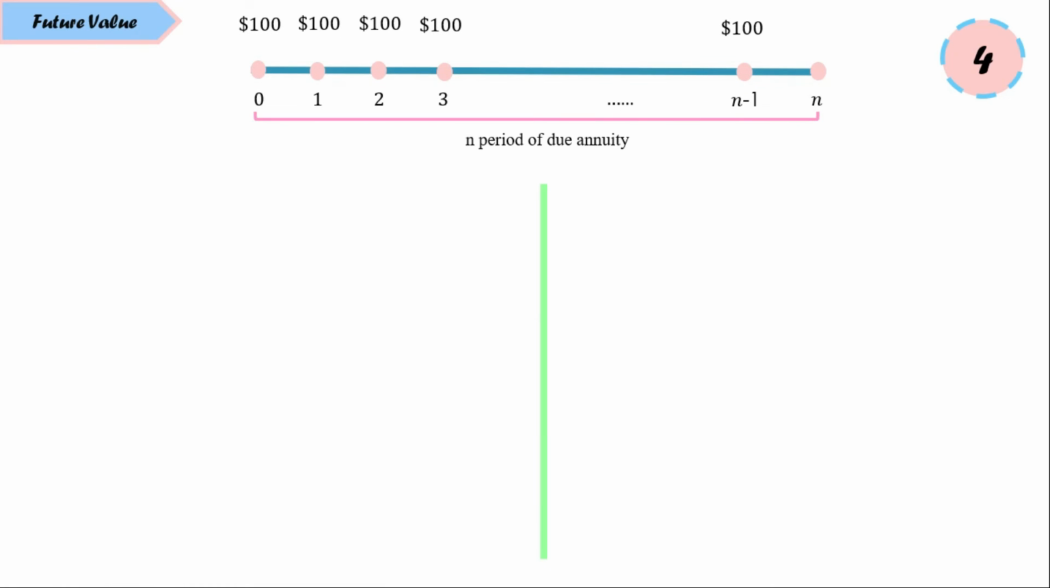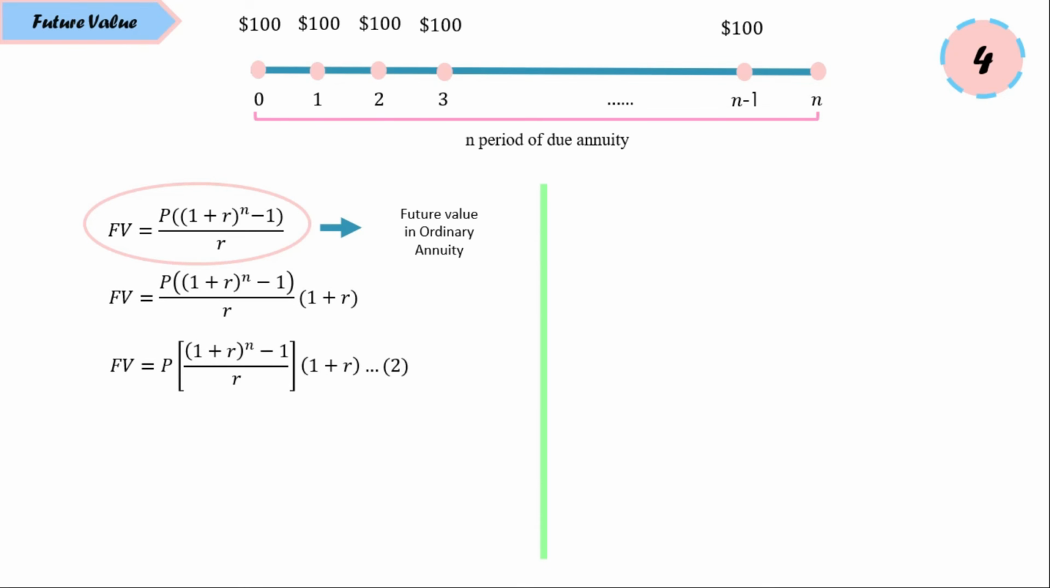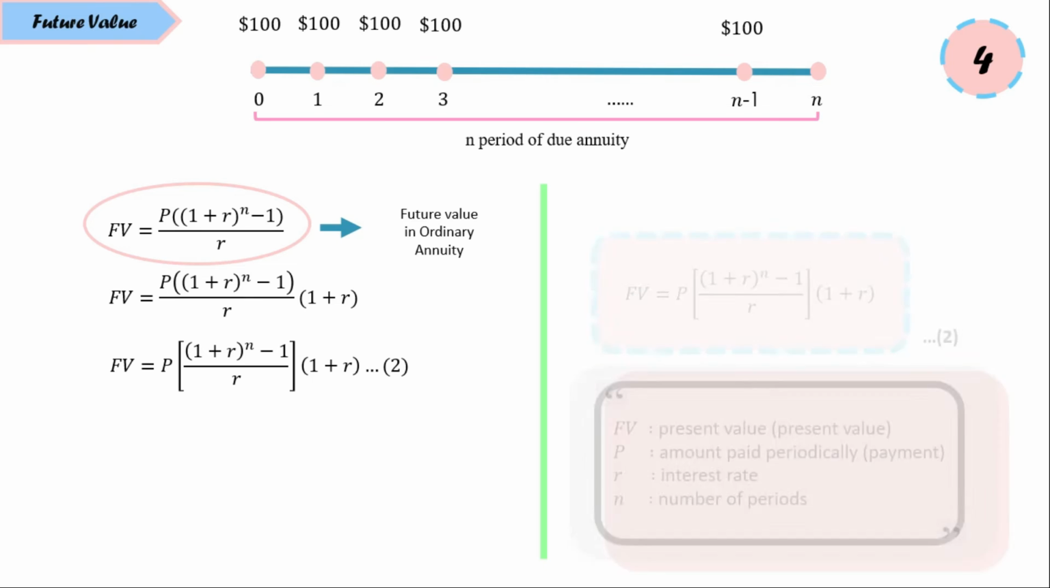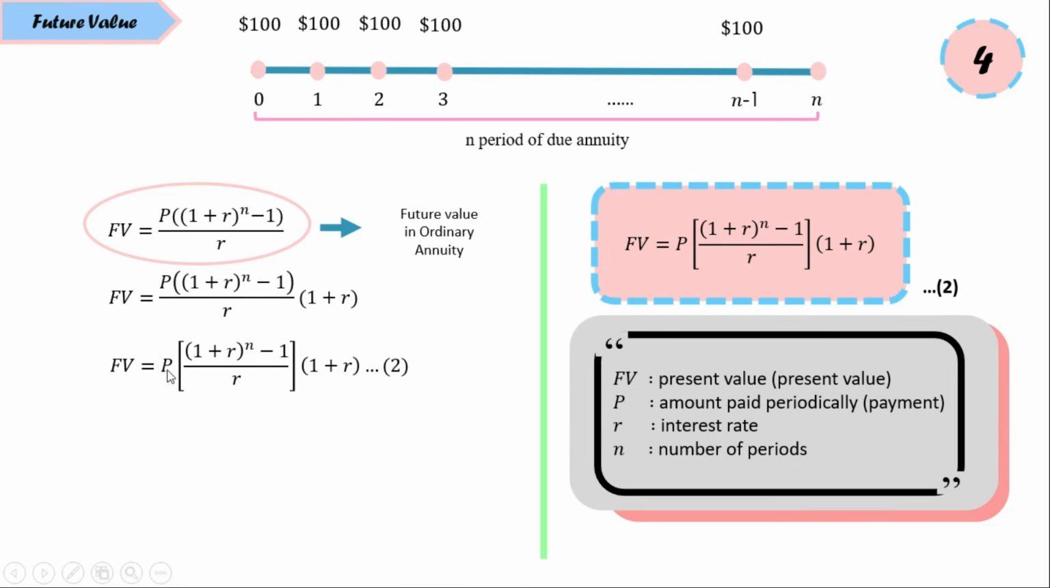And future value and period of annuity due. Time diagram of compound interest. We can get the formula of future value is equal to P times ((1 plus R) to the power N minus 1) divided by R times (1 plus R).